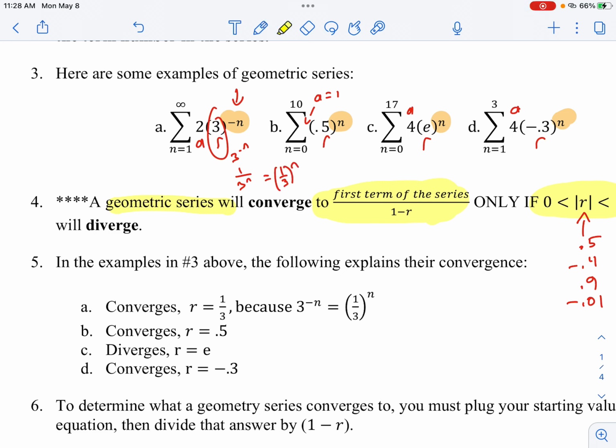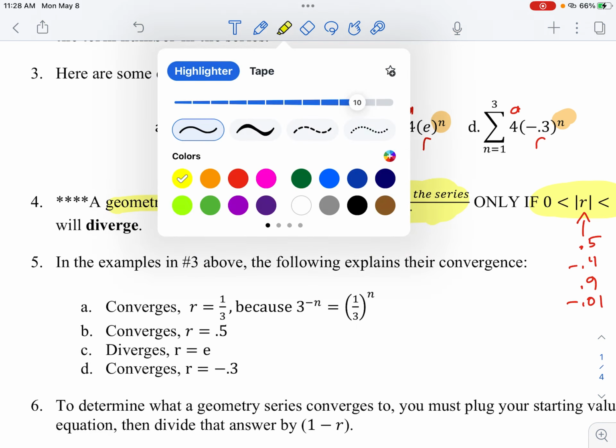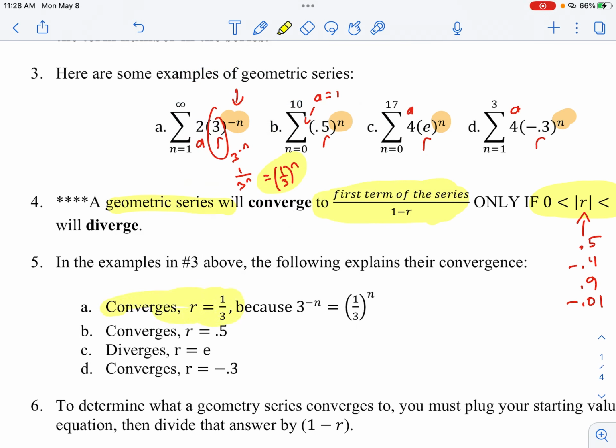And this is a thing that we're going to see every once in a while: 1 can take on an n power if it needs to, because it doesn't change it. So, back to number 5 here. In the examples in number 3 above, the following explains their convergence. Letter A converges because R is 1/3, because 3 to the negative n is 1/3 to the nth. All right, let's look at letter B. 0.5 to the n, so that converges because R is 0.5.